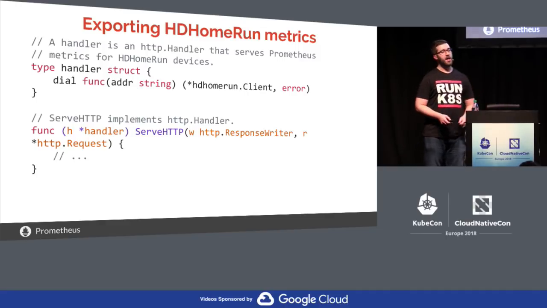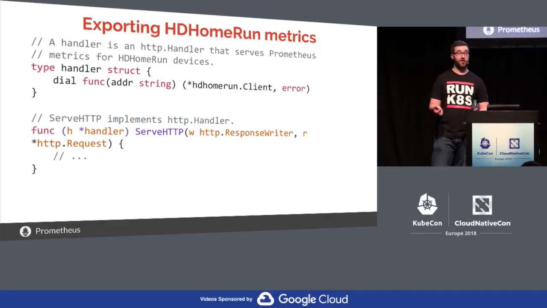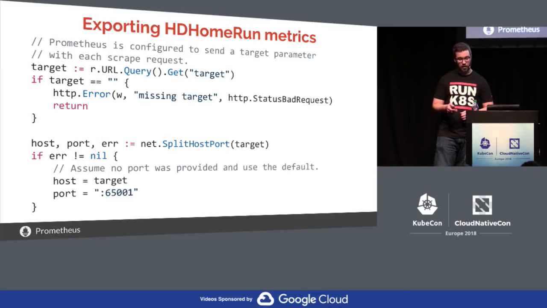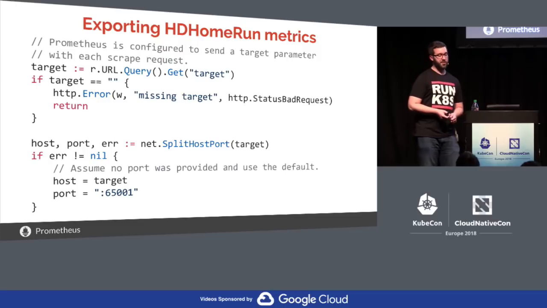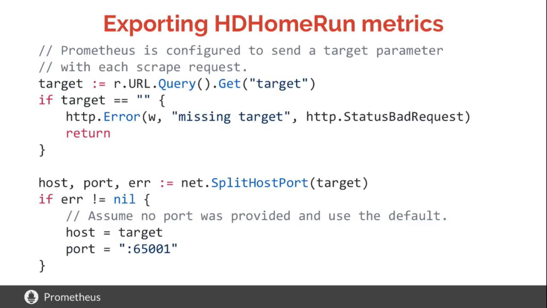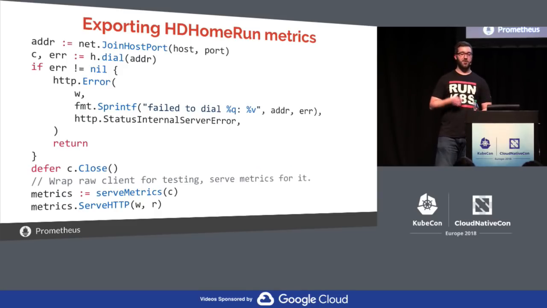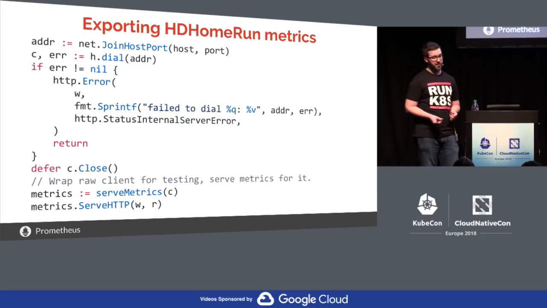So our handler is going to implement the HTTP handler interface from the Go standard library. And we're going to do that now. So this is where this gets interesting. We need to actually configure Prometheus to send a target parameter with each scrape request. So we're going to retrieve the target parameter here. We're going to validate it and make sure it's got a valid port. And if it doesn't, we add the default. We join it back together, and we try dialing out to whatever was passed as the target.